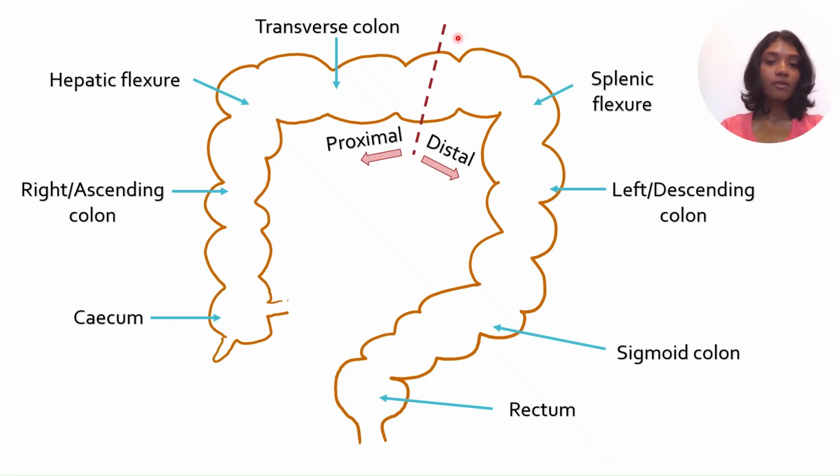The colon is divided into two parts depending on its embryological origin. The proximal section extends up to the proximal two-thirds of the transverse colon. The proximal section is derived from the embryological midgut, while the distal section is derived from the hindgut.